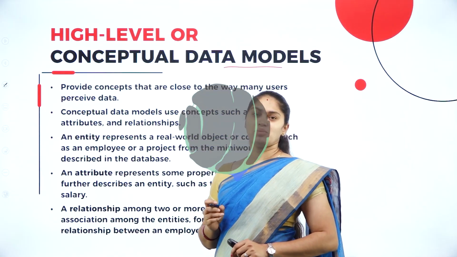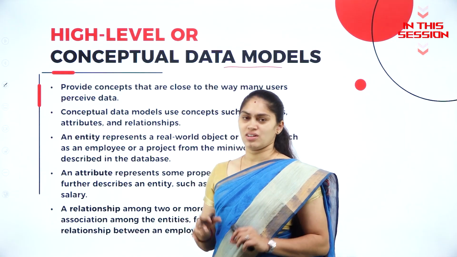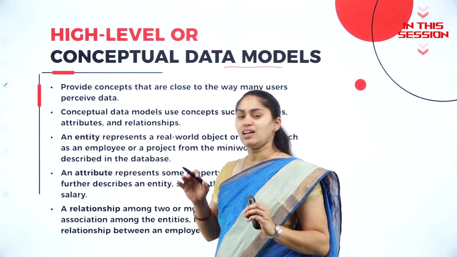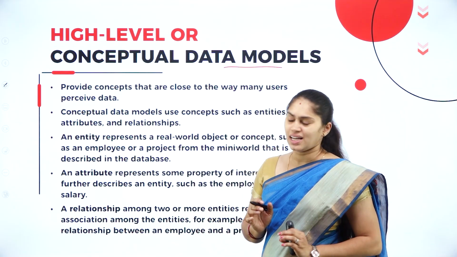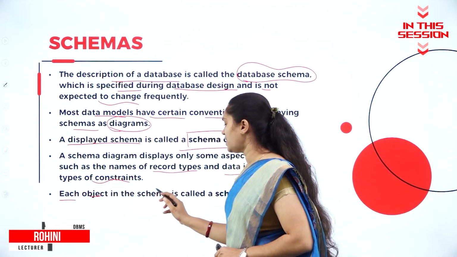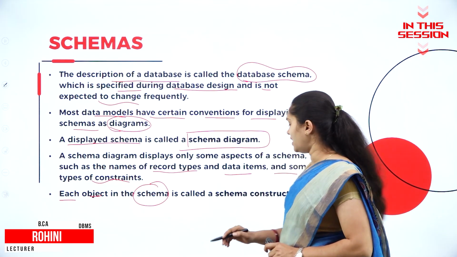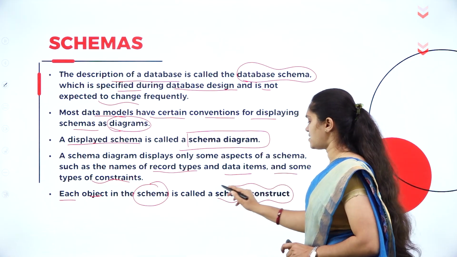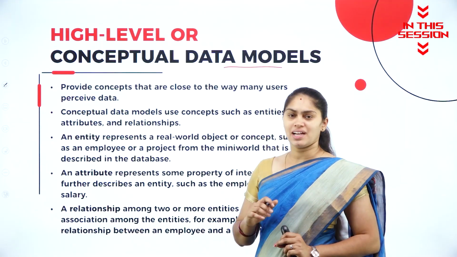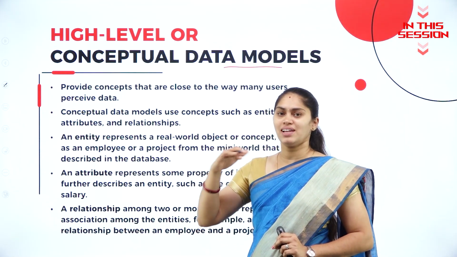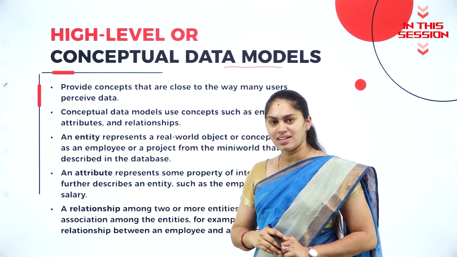We are going to use a data model for the purpose of data abstraction. So that has to show only the essential features by suppressing or hiding the background details. Each object, whatever we have in a schema or a description of a database, then we call that as what? Schema construct. When it comes to the conceptual data model, there we can expect more abstraction. Abstraction level is high in the conceptual data model.